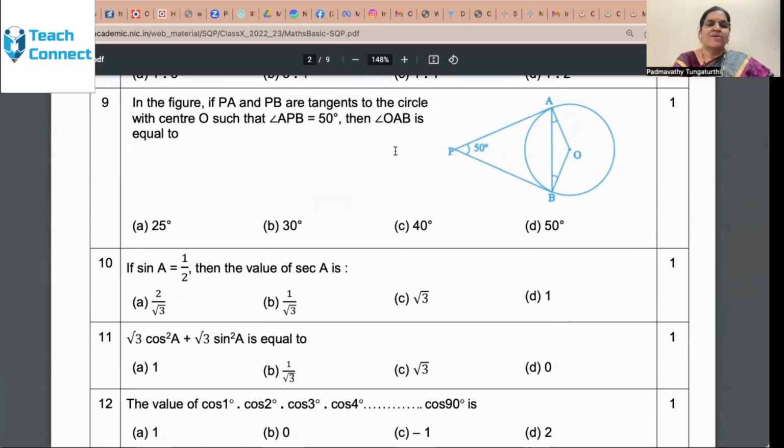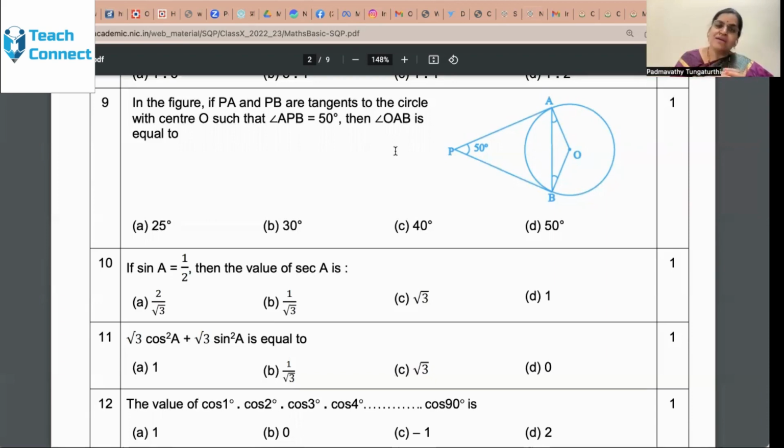In the figure, if PA and PB are tangents to the circle with center O, angle APB is given as 50 degrees, what is angle OAB? Does the child know that the middle alphabet is the alphabet for the angle? Does the child know that this is an isosceles triangle because tangents drawn from an external point are equal in length? So many things can be asked at this particular point.